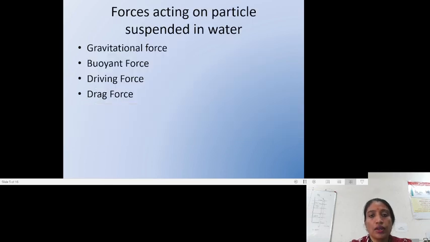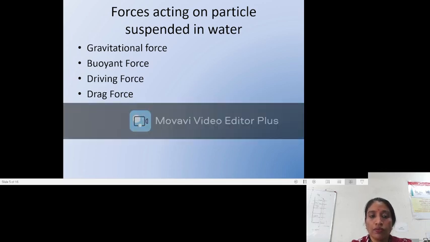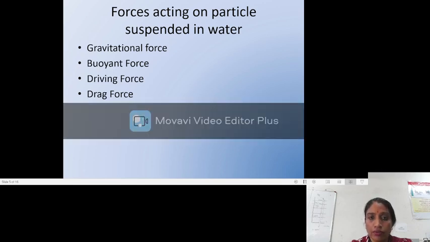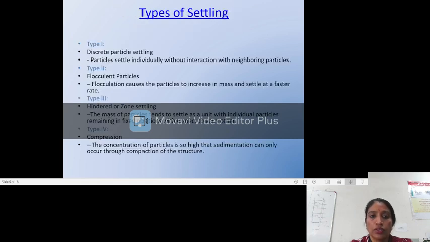Now, which forces are acting on a particle suspended in water? There are 4 types of forces. One is the gravitational force, second is the buoyant force, third is the driving force, and fourth is the drag force. The gravitational force acts in the downward direction, the buoyant force acts in the upward direction, the driving force acts in the downward direction, and the drag force acts in the upward direction. So we have two forces acting downward and two forces acting upward.